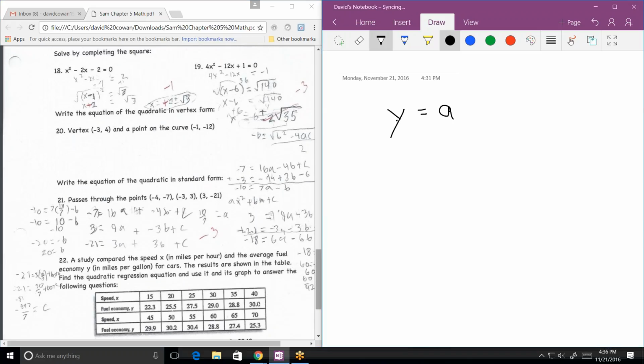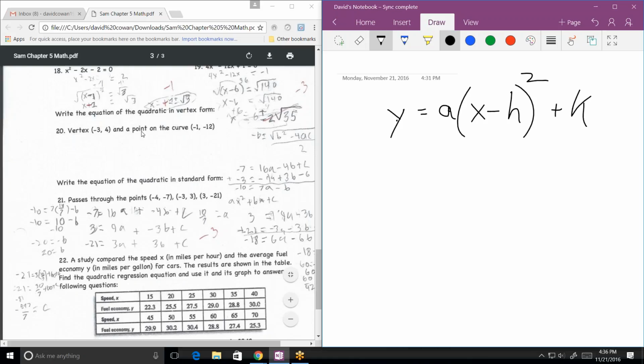Y equals a squared plus b squared equals. No. Here, let's have a look. X minus h quantity squared plus k. Okay? That's the general format. And that's how you want to make this equation. Write the equation of the quadratic in vertex format.